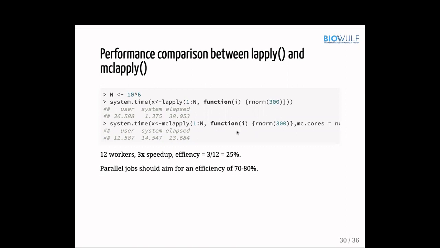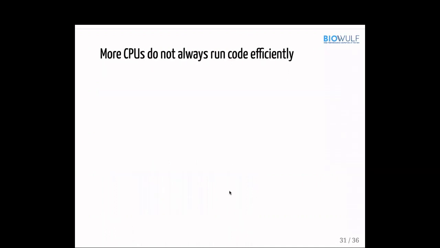When a job tries to use multiple CPUs, it has to spend more time to start. So it depends on the sample size. For example, if you reduce the number of n to a much smaller number, you barely see the difference. In these cases, the efficiency is quite low. We normally suggest an efficiency of 70 to 80%. So the summary is that more CPUs do not always mean the code runs more efficiently.